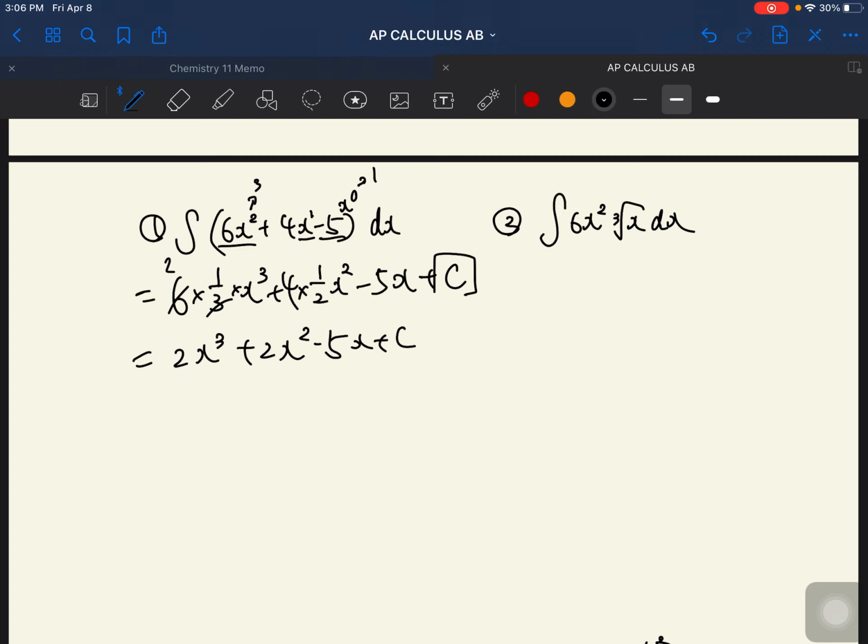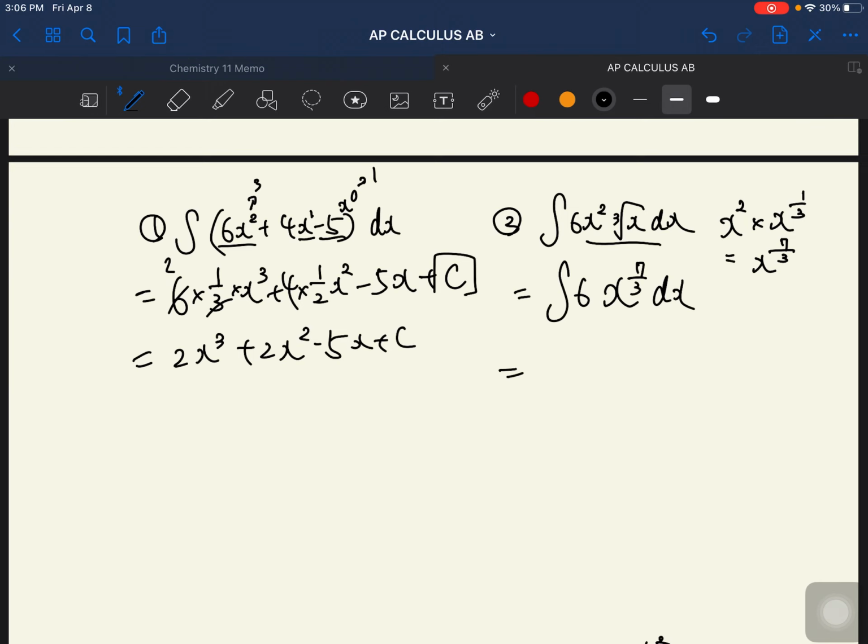That's all. And for the next question, the integral of 6x squared times x raised to 1 over 3. So let's work on it. First, it's annoying if it's separated, so let's put it together: this is x squared times x raised to 1 over 3, which is x to the 7 over 3 here.